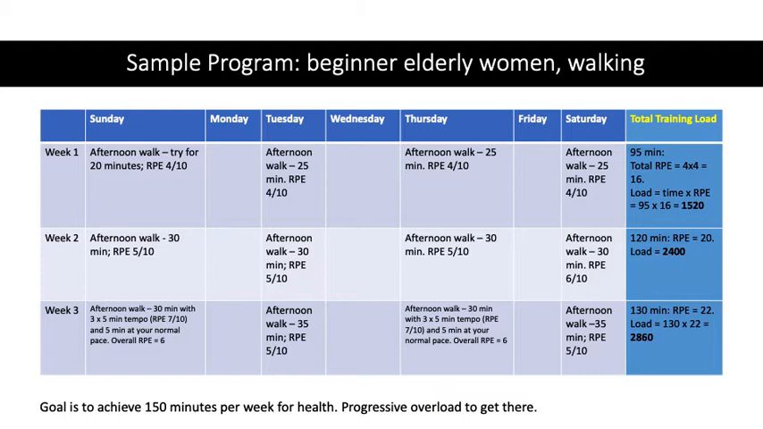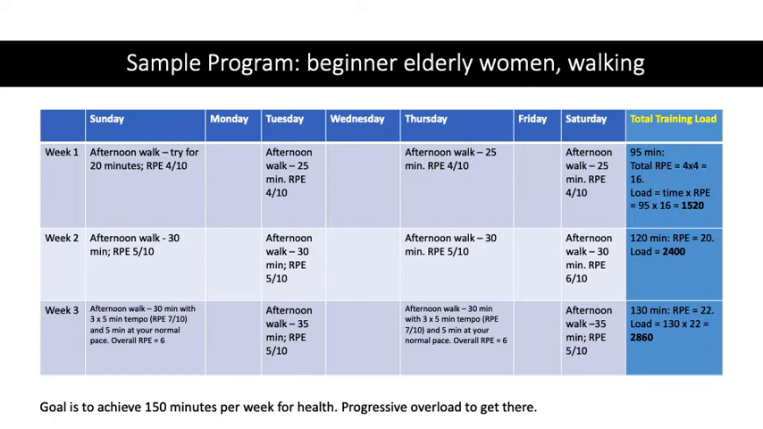So week 3, again, keeping the same duration, but now we're adding some tempo. So 3 times 5 minutes of tempo, where she would walk for 5 minutes at an RPE of 7. So it's a little bit more brisk. And then she would walk at a lower RPE or lower intensity for 5 minutes. And she would do this 3 times.